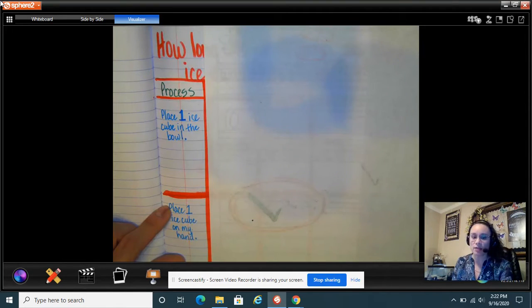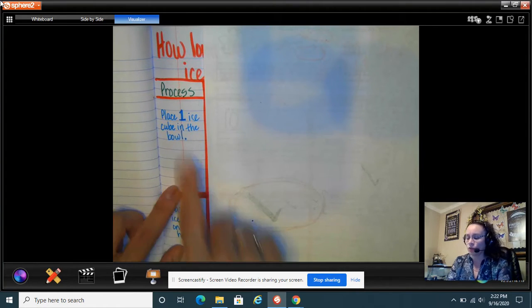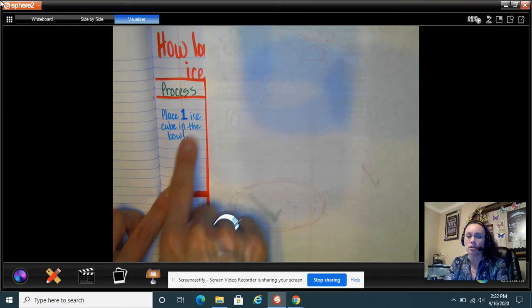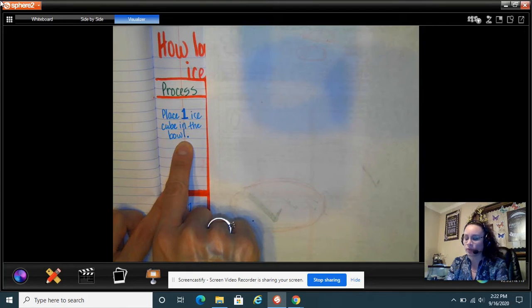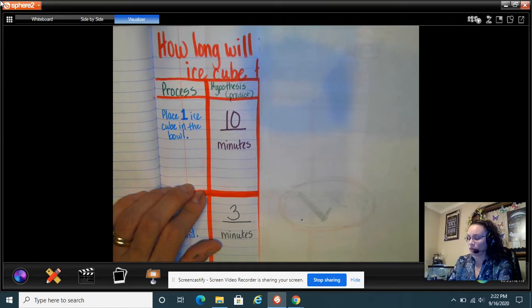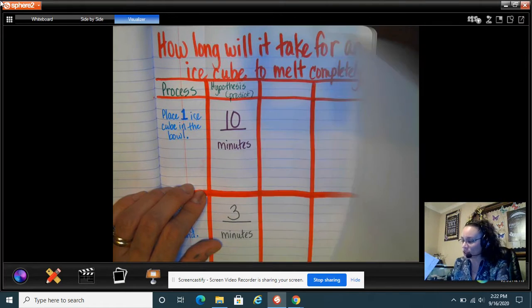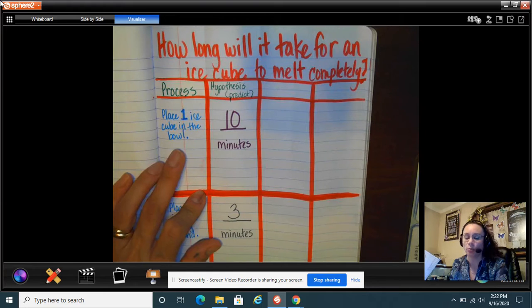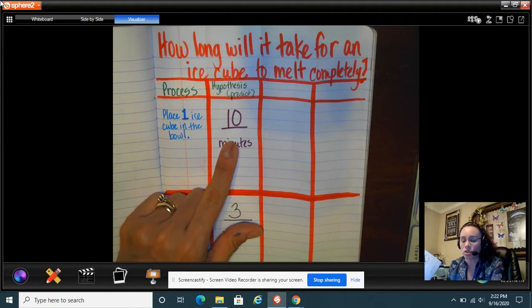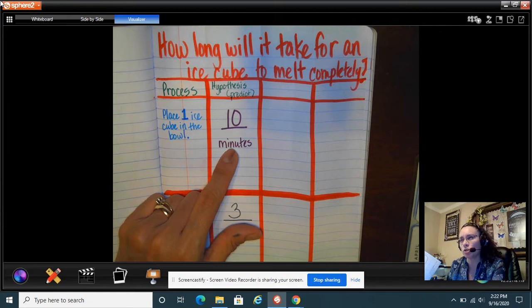So here is process. What am I going to do tomorrow for my science experiment? This is what you're going to do. First, you're going to place 1 ice cube in the bowl. Okay. Today, you need to tell me, answer the question. Well, how long will it take for an ice cube to melt completely in the bowl? In this class, I copied somebody's hypothesis. It's a prediction. Okay. It's an educated guess. I've seen an ice cube melt before. I kind of know how it melts. So 10 minutes is what I think is going to happen.